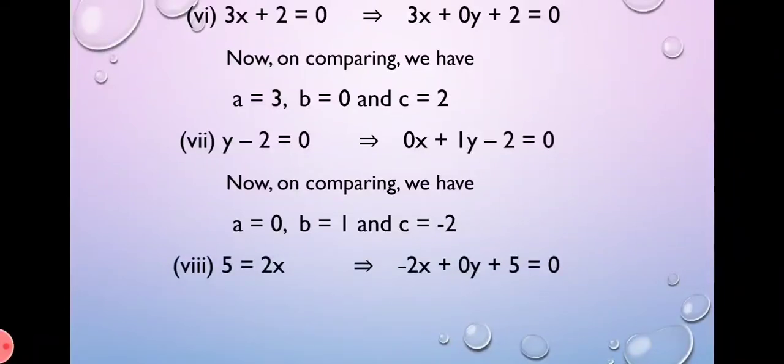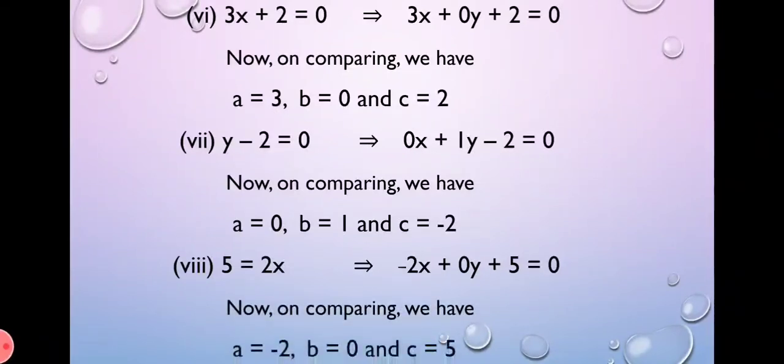Number 8. Phi equal to 2x implies that we transpose 2x on the left hand side, so it will become minus. So we get minus 2x plus 0y plus 5 equal to 0. On comparing, we have a equal to minus 2, b equal to 0, and c equal to 5.